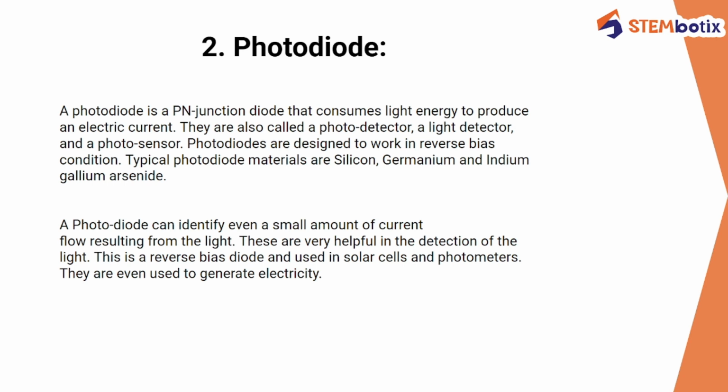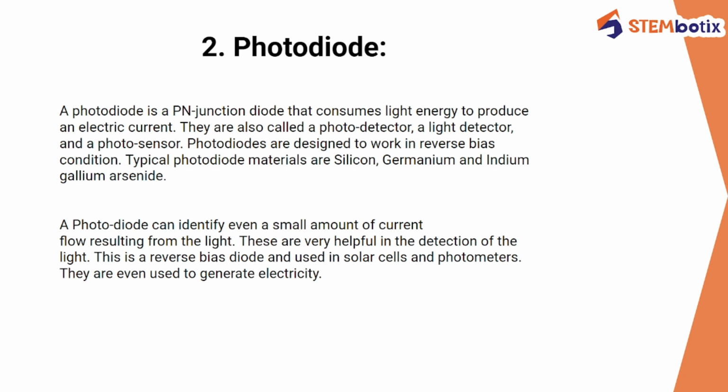They are also called a photodetector, light detector, or photosensor, as it senses light falling onto it. Photodiodes are designed to work in reverse bias condition. Also, this is one of the types that operate in reverse bias condition. Typical photodiode materials are silicon, germanium, and indium gallium arsenide. So these are the materials from which a photodiode is made.